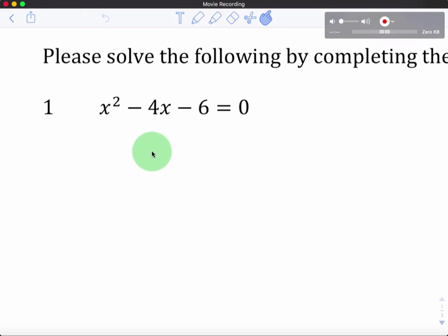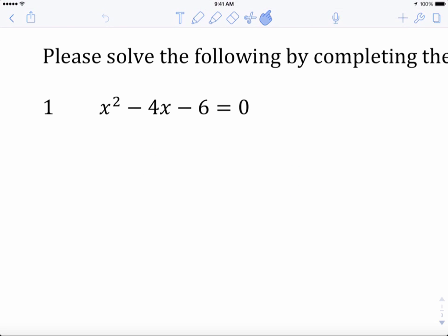Would it be possible to just isolate x squared on one side of the equation and just a number on the other? No, that's not going to work either. So our first two of the strategies we talked about earlier aren't going to cut it. We're going to have to solve this using a third strategy. We're going to have to solve this using completing the square.